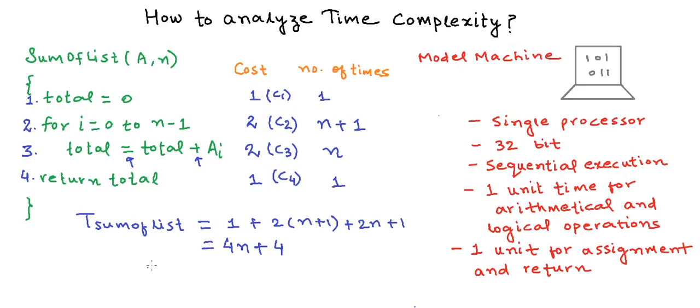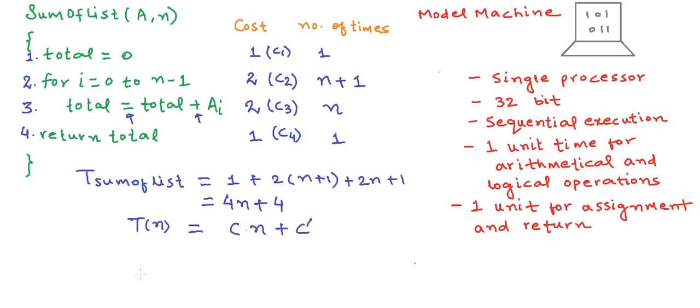So in that case we will arrive at some expression like time taken is a function of n, T(n), which is equal to some constant, let's say c times n plus another constant c dash, where c is equal to c2 plus c3 and c dash is equal to c1 plus c2 plus c4. But these constants are not important because we are interested in the rate of growth of the time taken, and in this case clearly the time taken grows as a linear function simply because it's proportional to n.